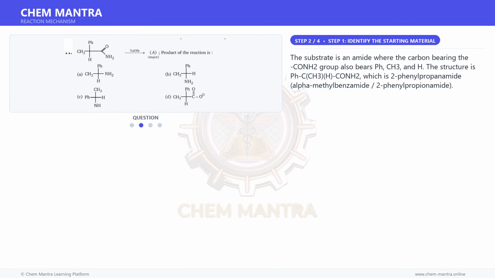Moving on to the next step. The substrate is an amide where the carbon bearing the CONH2 group also bears Ph, CH3, and H. The structure is PhCH(CH3)-CONH2, which is 2-phenylpropanamide, alpha-methylphenylpropionamide.